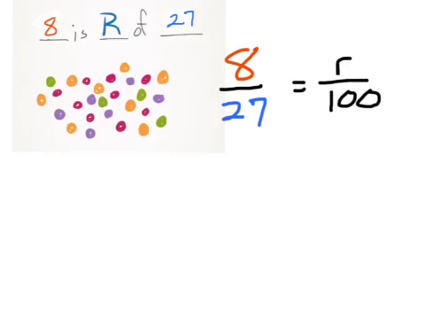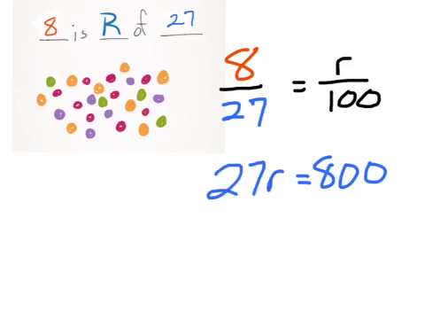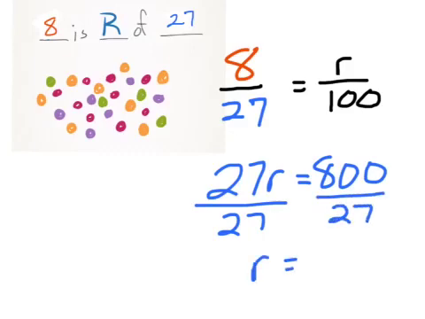So the first step I'm going to do is cross multiply. 8 times 100 gives me 800. 27 times R gives me 27R. The next step is to divide both sides by 27. So R will equal approximately 29.6%. This has been rounded to the nearest tenth. Do not round to the nearest whole number unless specified by your teacher.